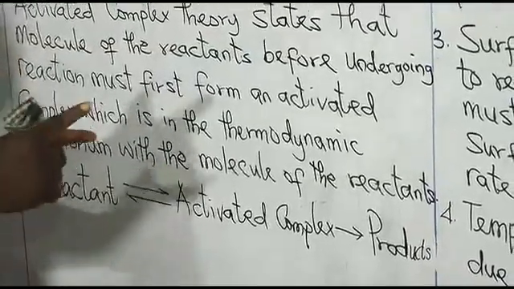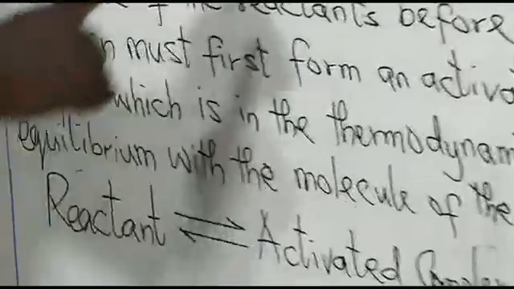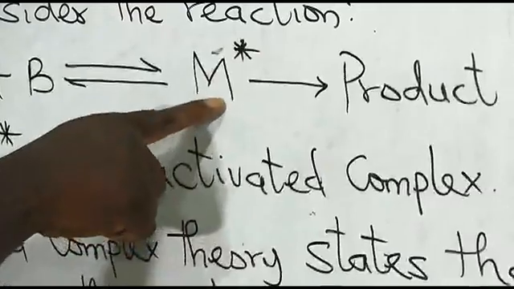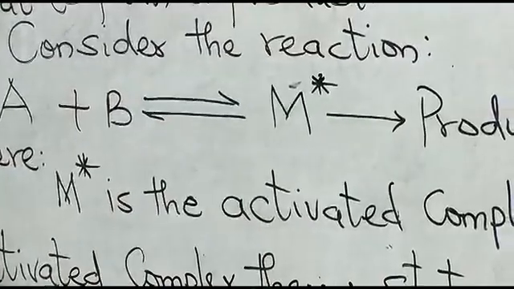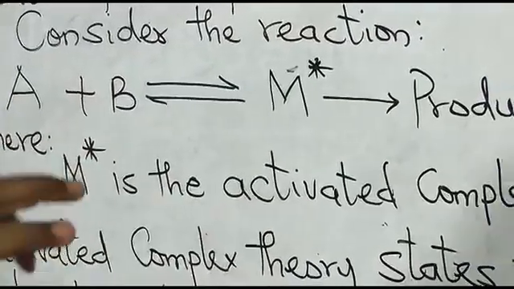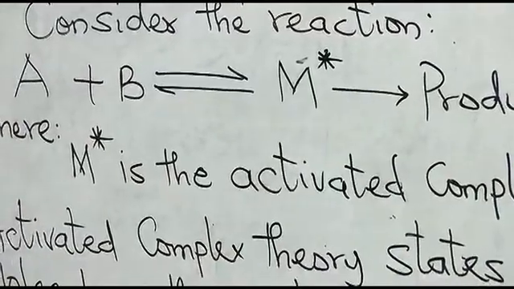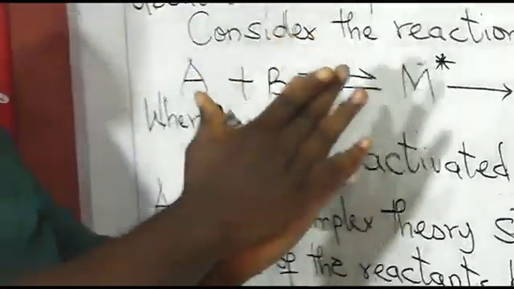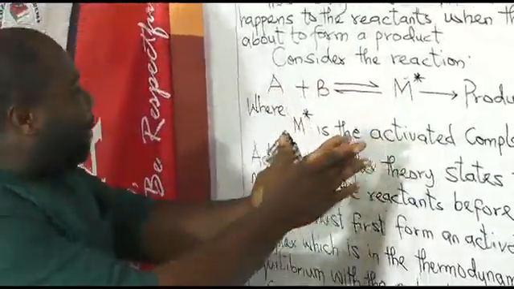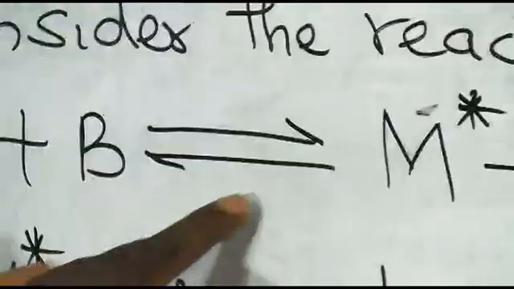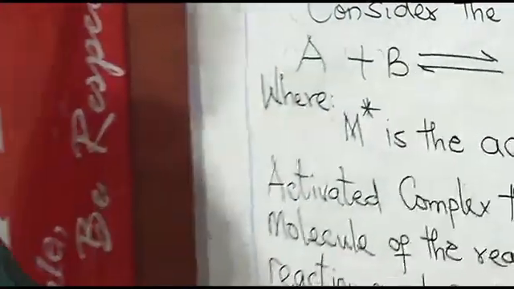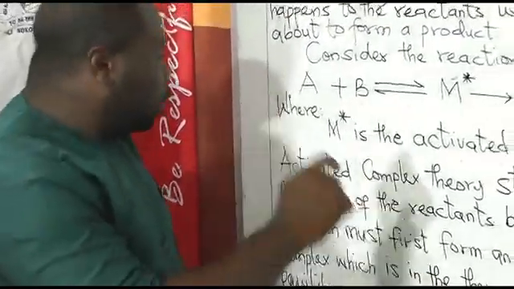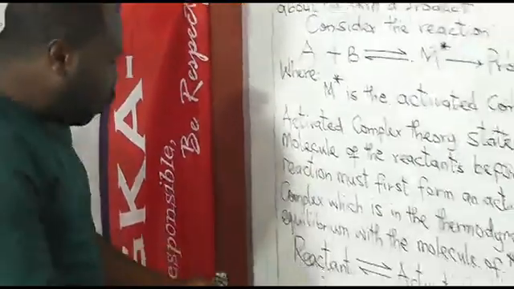Now, the summary of this theory is that molecules undergoing reactions will first of all form an activated complex, which is in thermodynamic equilibrium with the reactant. You can see that the activated complex is in equilibrium with the reactant. Why? Because if the reactant does not absorb adequate energy to overcome the barrier posed by the activated complex, it can bounce back, and that is why it is in equilibrium. That is, you can have the forward reaction like this, and M star can decompose back to the reactant if sufficient energy is not supplied.